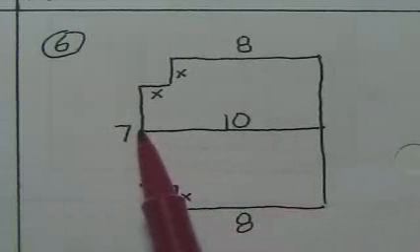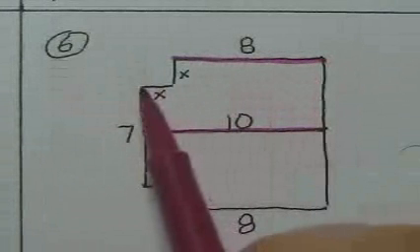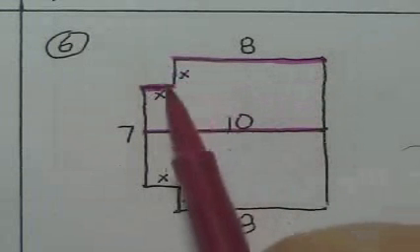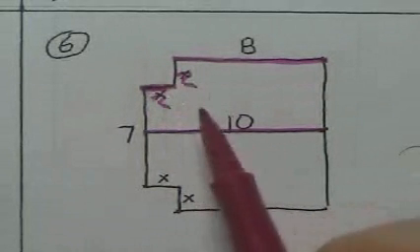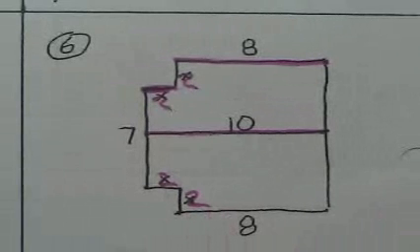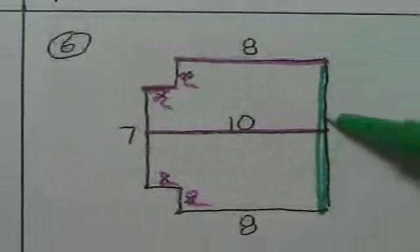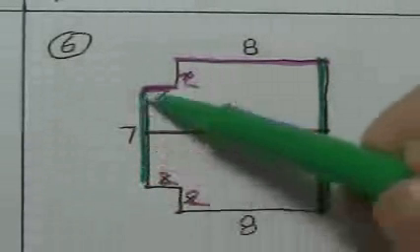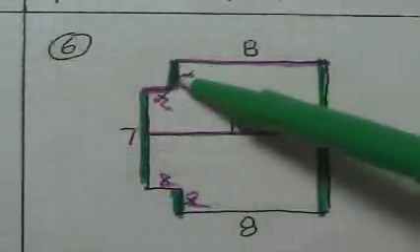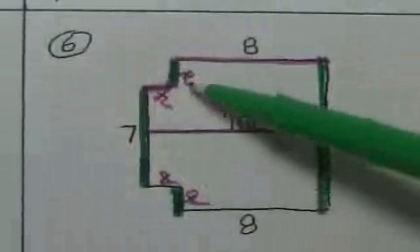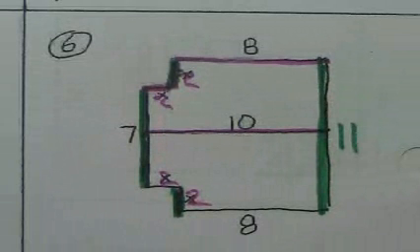Okay, on number 6, if the total length is 10 and this is 8, how much more do we need? 8 and something must equal 10. Well, that must be 2. So all the x's are 2. And then this long bit right here, these three must add up to it. So this is 2, 7, and 2. 2, 7 is 9, 10, 11. So this side is 11.